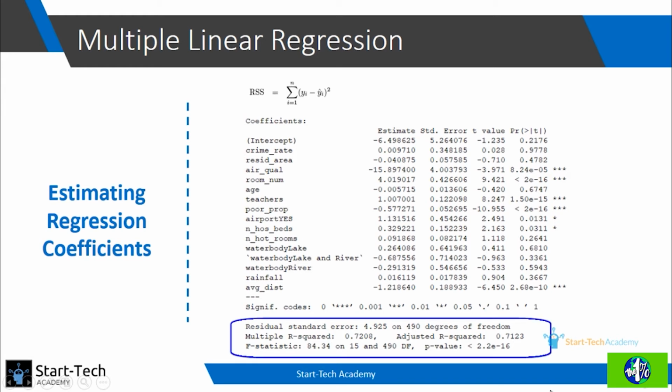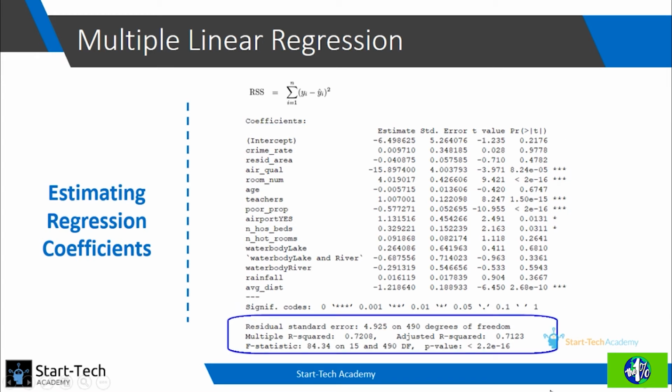And in the end, these are the values for the complete model. These are values for individual variables, and these values are for the complete model. Here is the multiple R-squared, which is 0.72. That is, 72% of the variance in the values of Y, the house price, is explained by our model. Adjusted R-squared takes into account the number of variables, which is 16. Correspondingly, the adjusted R-squared is 0.71, which is nearly the same as R-squared. We can say that this model is pretty good in explaining the variance of Y.